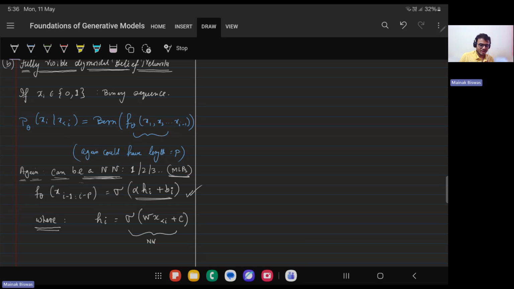Instead of having this, I could have a shallow neural network where we take all the values x0 to t minus 1, a one layer neural network, which will give me h_i. And then I will have one more layer of neural network, an MLP, which will give me alpha transpose h_i plus b_i, whatever you want. This is, say, a one layer neural network.